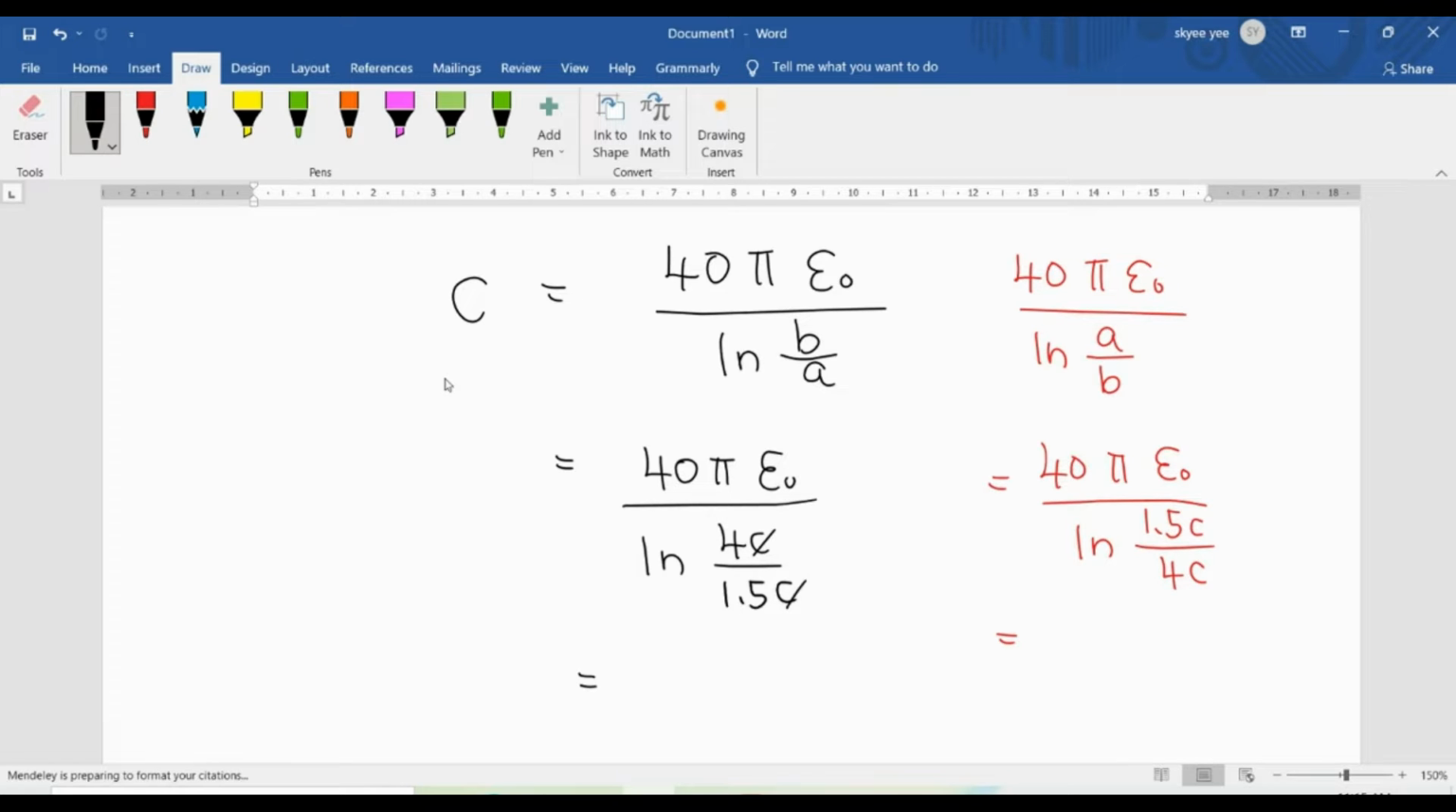So tell me what's the answer for this. Can you tell me? For this one, you will get 1.13 nanofarad. So 1.13, this is nano, negative 9. How about this? What will you get?